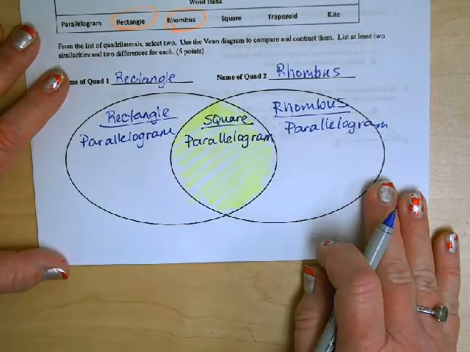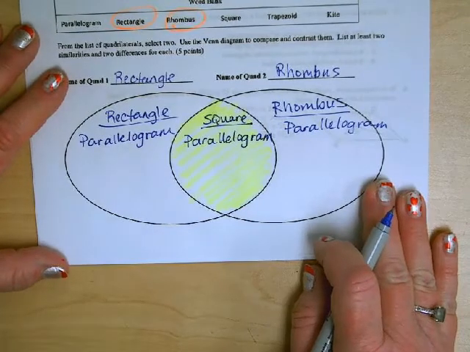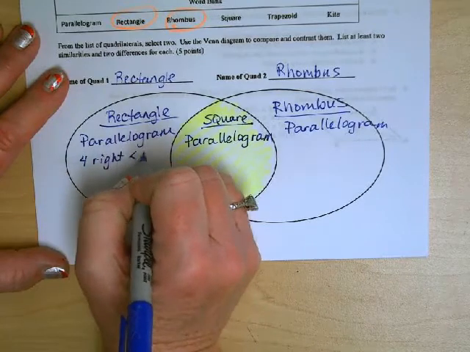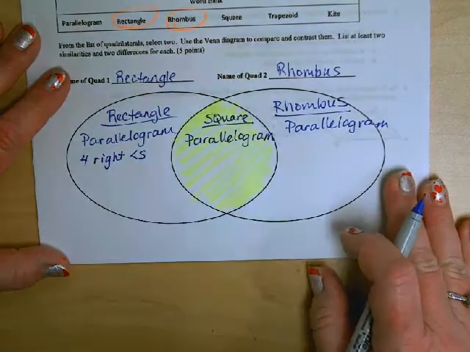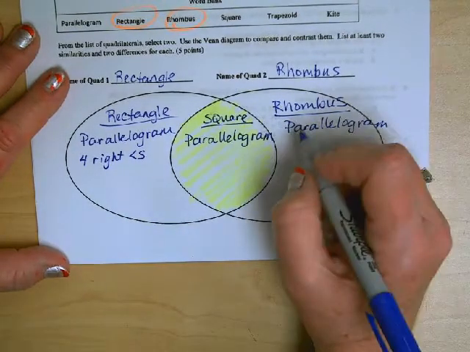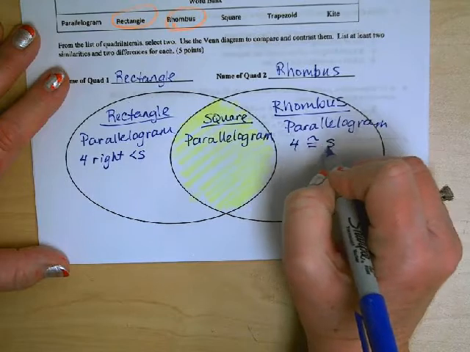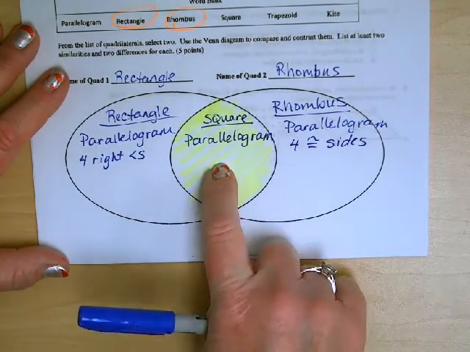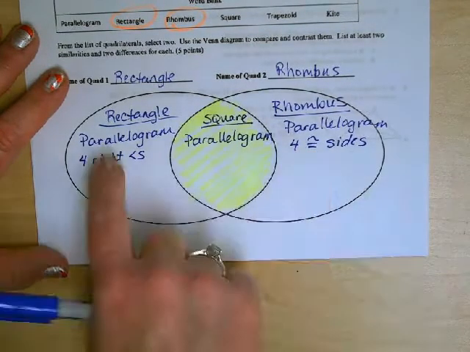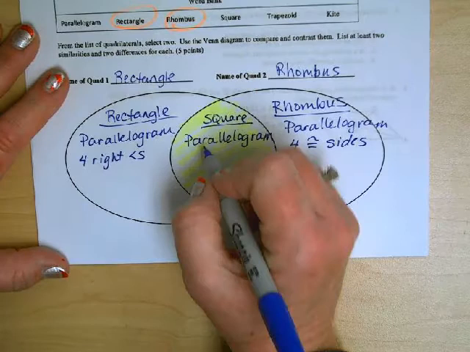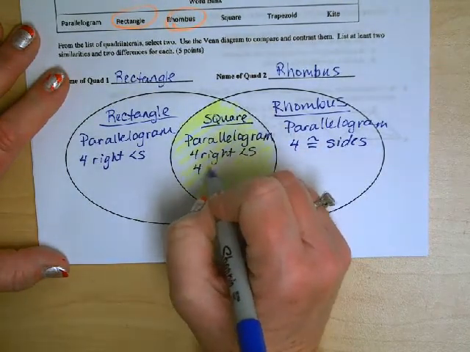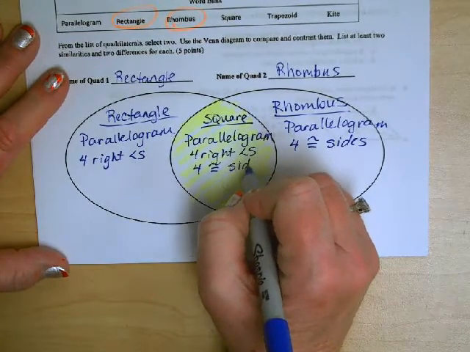Okay. Now, one thing that's important about a rectangle is that it's got 4 right angles, right? You can say it has 4 right angles or it has 4 congruent angles, right? Either way. A rhombus has 4 congruent sides, right? So that means a square has both 4 right angles and 4 congruent sides because it overlaps both of those. So this has 4 right angles and it's got 4 congruent sides.